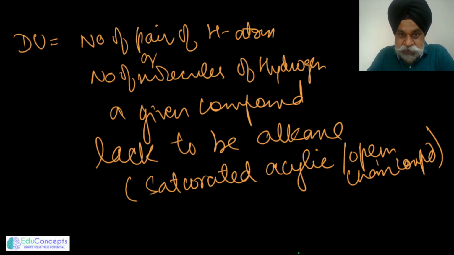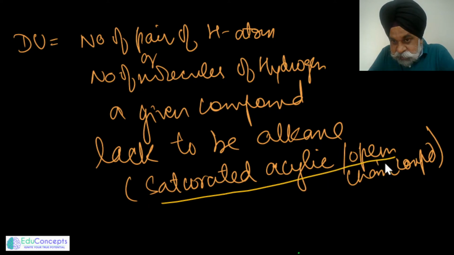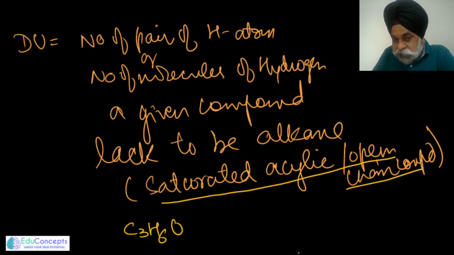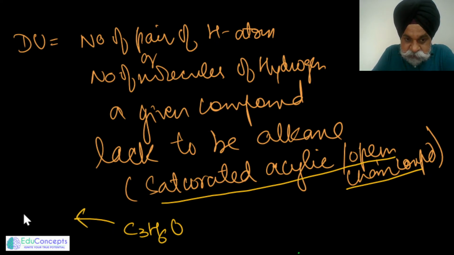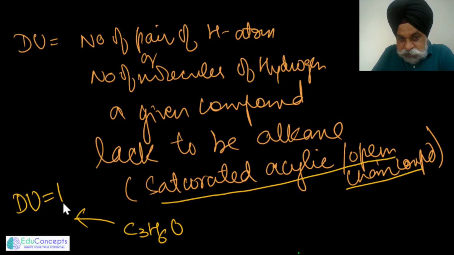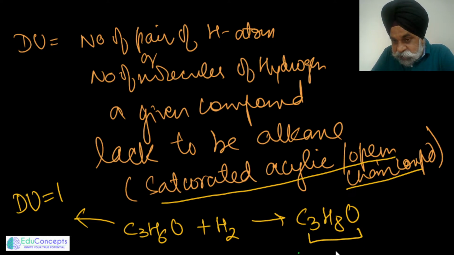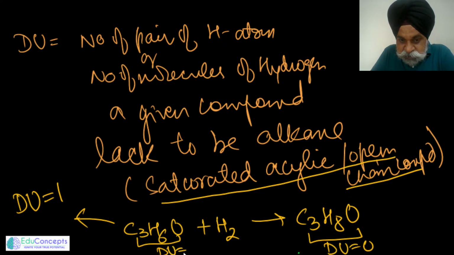Why am I using this term here, saturated acyclic open chain compound? Because if I have with me, for example, C3H6O, some compound C3H6O, for which we already found with the formula that the degree of unsaturation is 1. So that means if I add one pair of hydrogen atoms into it, it would become C3H8O. Now this has degree of unsaturation 0 and this would have degree of unsaturation 1.